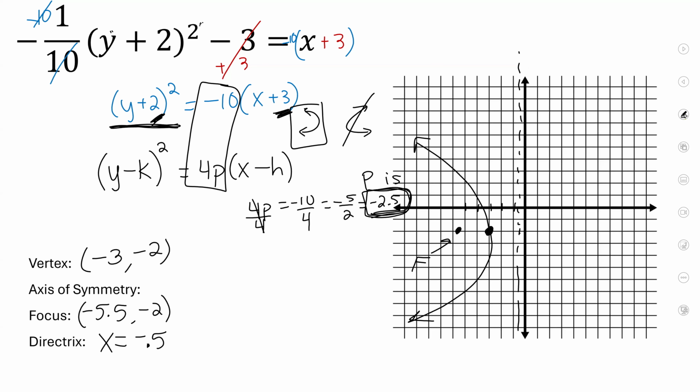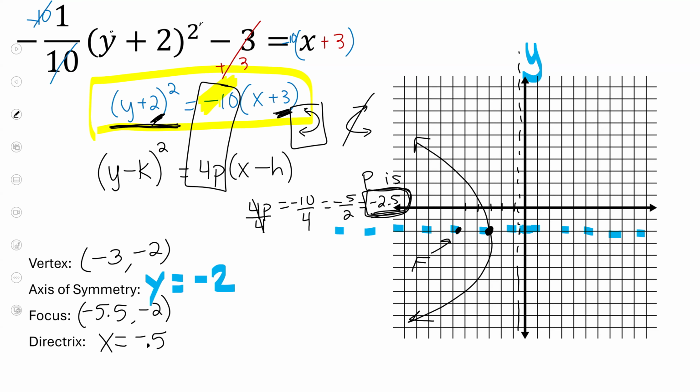Your axis of symmetry, if I were to split this down the middle, it would be right here. That crosses the y-axis at -2. So your axis of symmetry is y equals -2. One more thing I'd like to add. Once you get it in the standard form, so I got it in standard form right here, this number, -10, will tell you how wide to draw it.